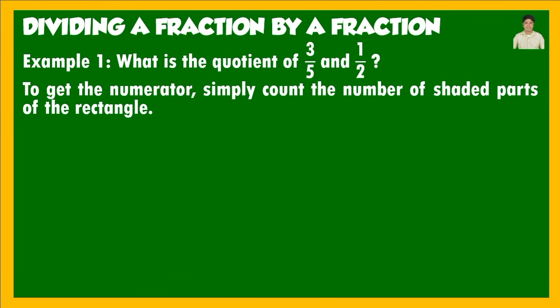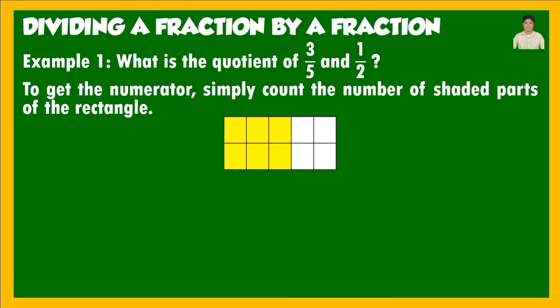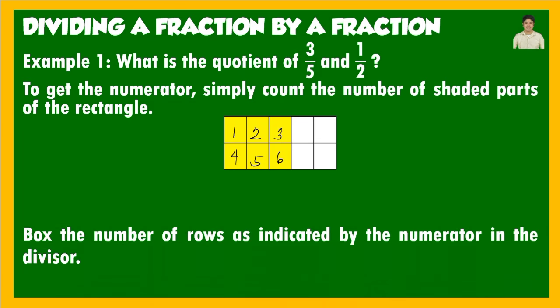Next, to get the numerator, simply count the number of shaded parts of the rectangle. So, bibilangin lang po natin yung shaded parts ng rectangle. And that is 1, 2, 3, 4, 5, and 6. Yan po yung mga shaded parts. So, shaded portion ng ating rectangle.